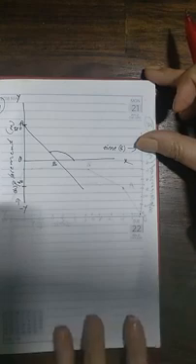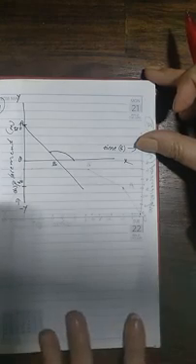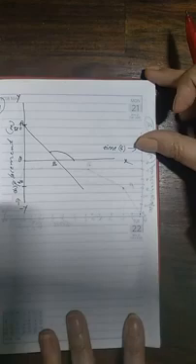Okay. Now the second type of graph over here. If a graph line makes an angle greater than 90 degrees with the x-axis, then it means that the object is returning back towards the reference point.